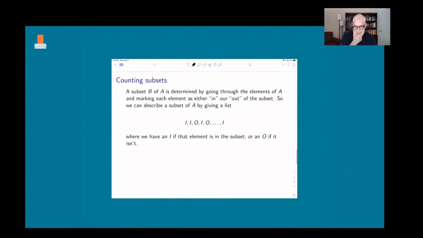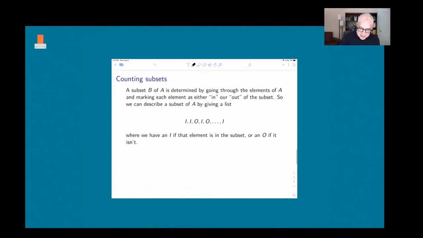Now, how do we make a subset? Well, one way to do that is to go through our original set and decide which elements we want to put in the subset and which elements we don't. So let me go back to my hippo, elephant, giraffe, rhino example.